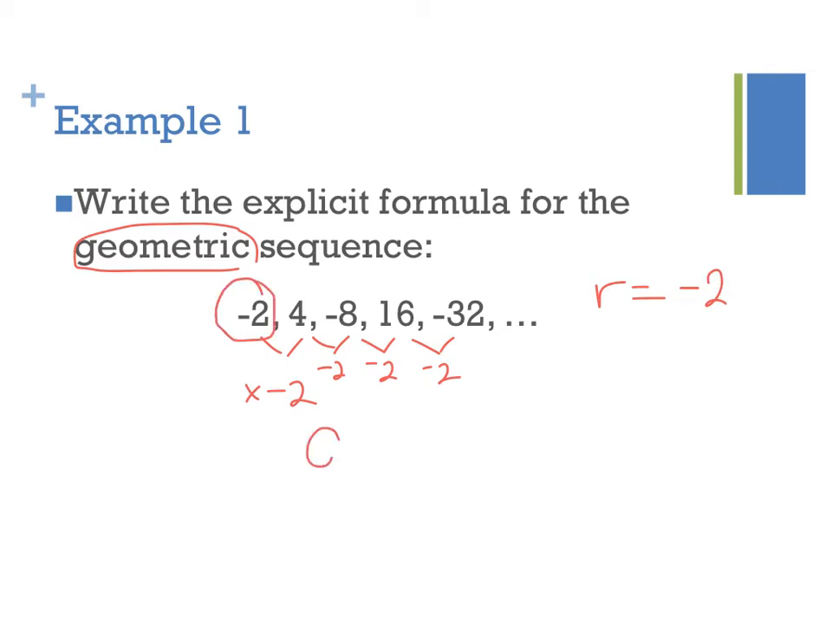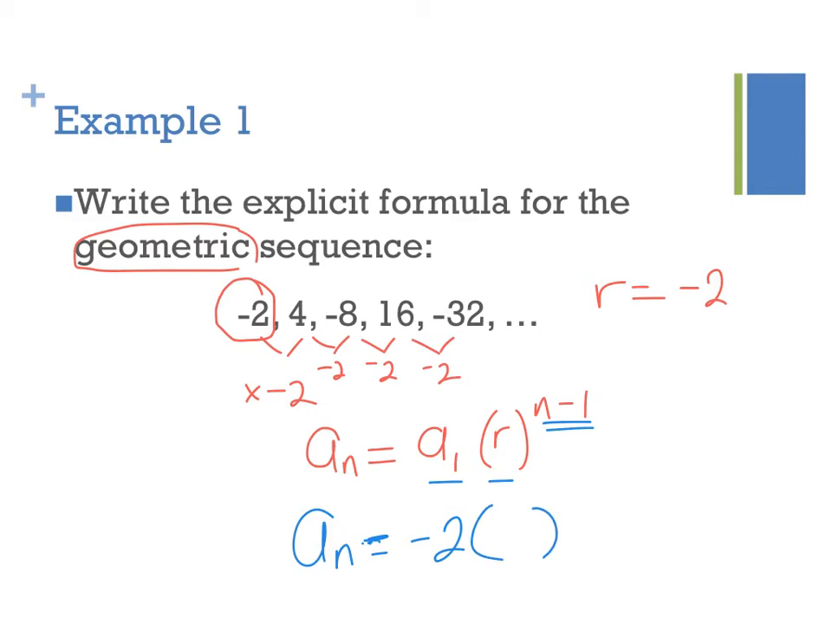And so if I write out my formula for the geometric sequence, remember that n minus 1 stays, and so the only thing we'll sub in is the first term and the ratio. So the final formula would be -2, and then we'd have parentheses around the ratio, which is also -2, and then it's raised to the n minus 1 power. And so this would be the explicit formula for that geometric sequence above.